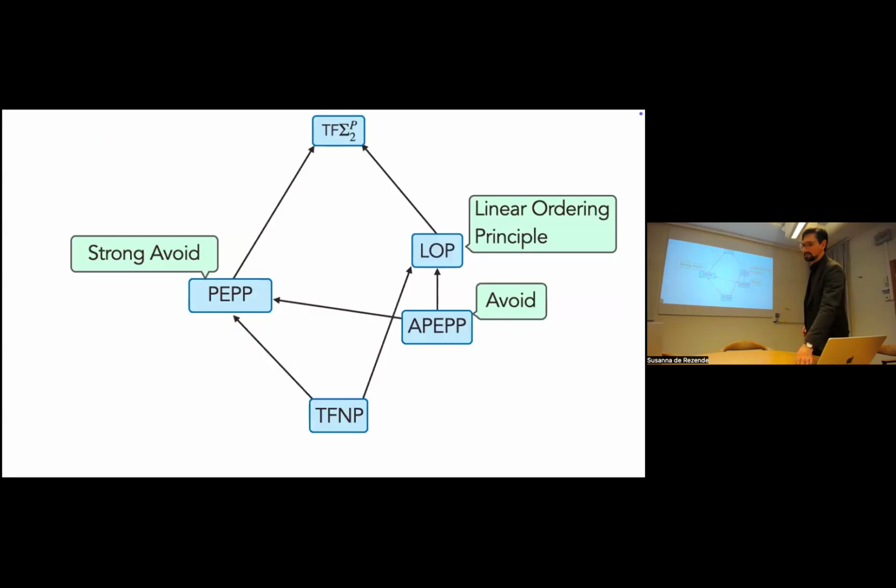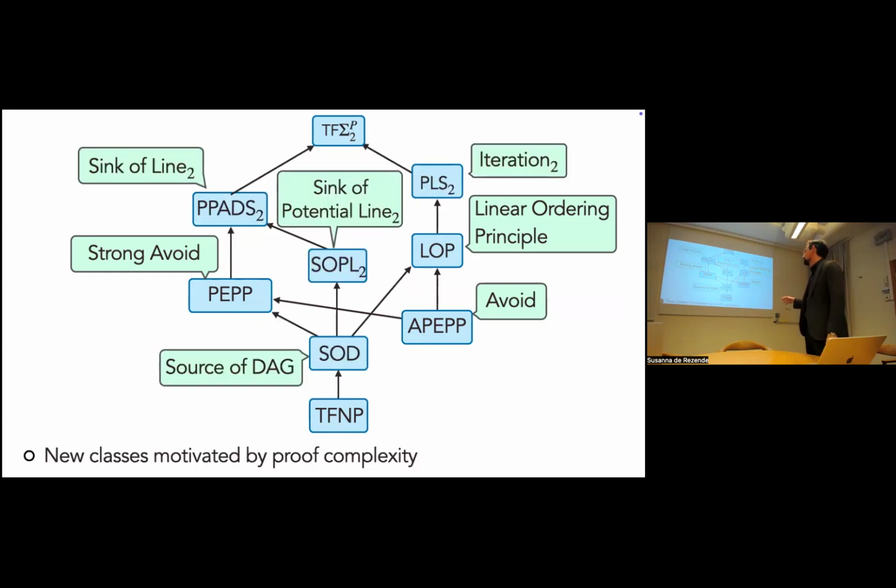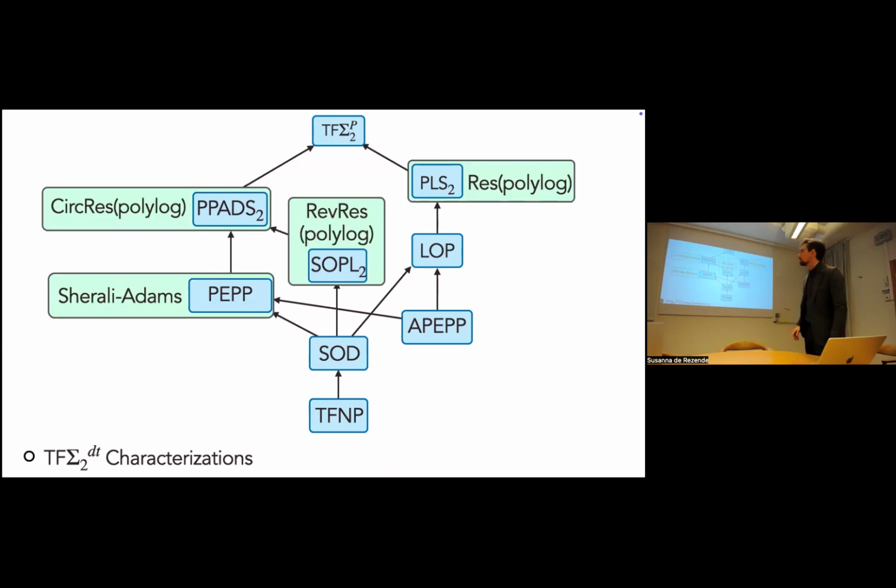Here were the old classes that we looked at, or that people had defined, and using proof complexity, we defined a bunch of other classes in TF Sigma 2, and we gave characterizations for a bunch of them. So we defined a Sigma 2 version of PLS. These are all Sigma 2 proof systems, to be clear, so they have the Sigma 2 weakening thing. So there's a Sigma 2 version of PLS that gives you Res polylog, for example.